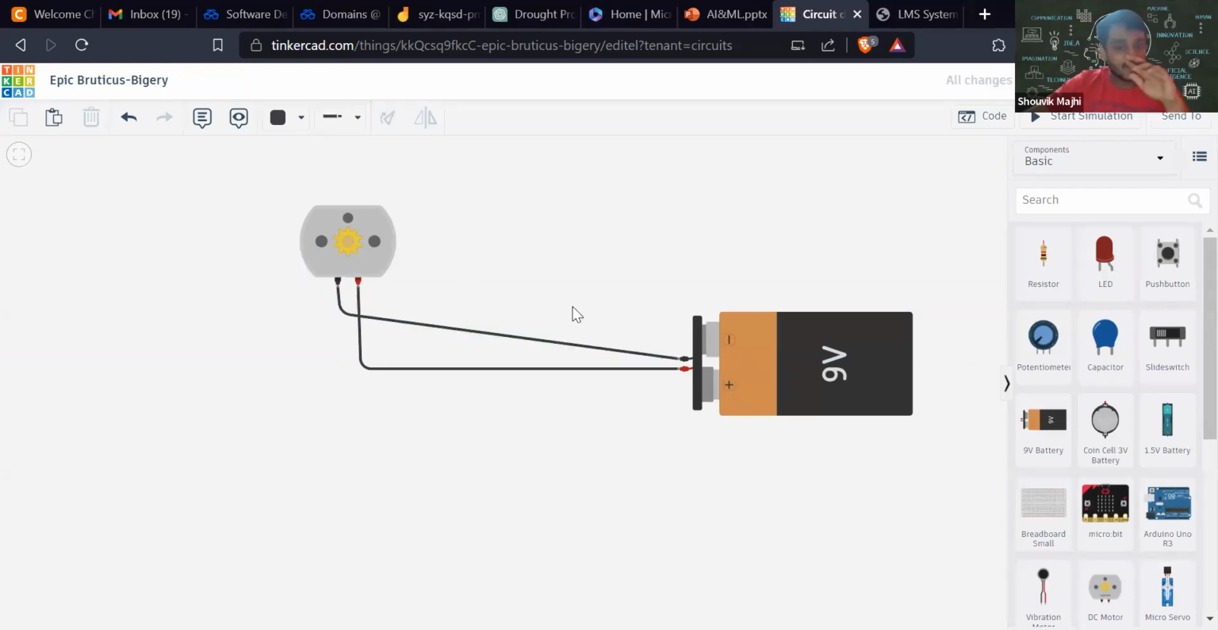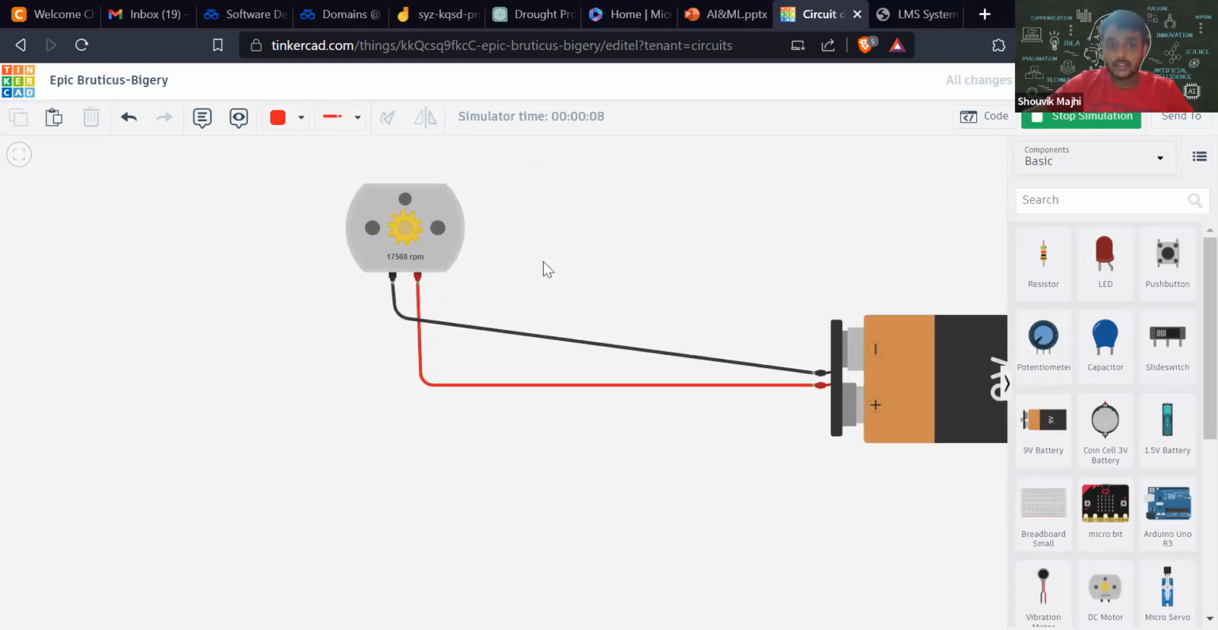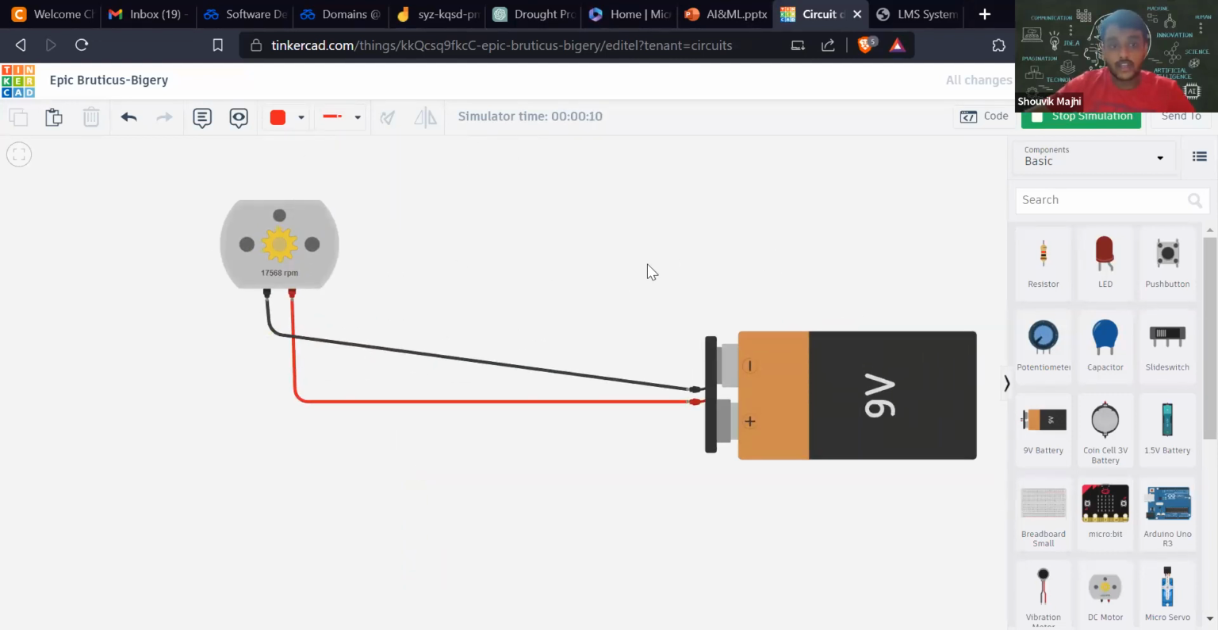For example, if I am making a connection like this, red one to the red and the black one to the black, and if I start the simulation, you will see the motor is rotating in the clockwise direction with an RPM of 17568. This shows the motor is rotating in the clockwise direction with an RPM of 17568.